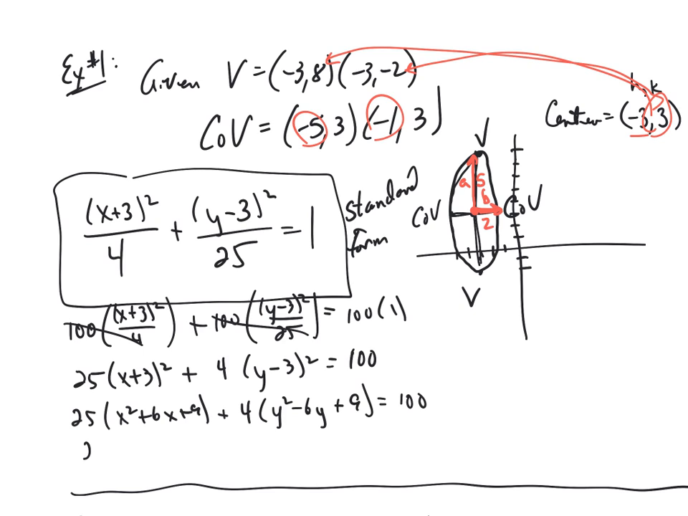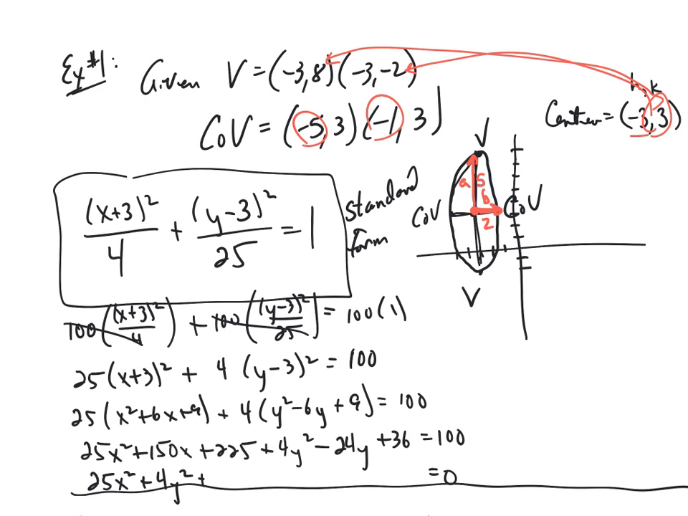Use the distributive property, 25 times x squared, 25 times 6x, and 25 times 9. And then 4 times y squared, 4 times negative 6y, 4 times 9. And then just simply get 0 on one side, and then put the terms in the correct order. A, there is no B term.